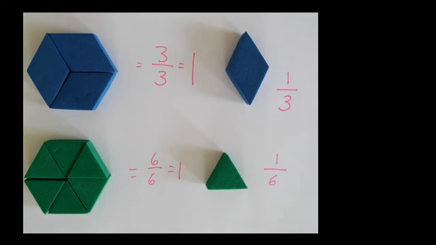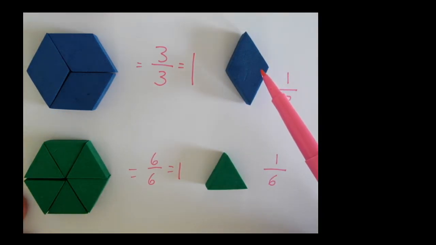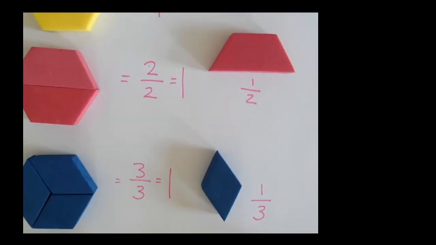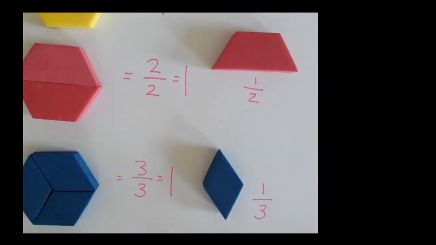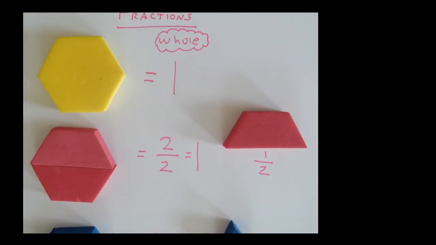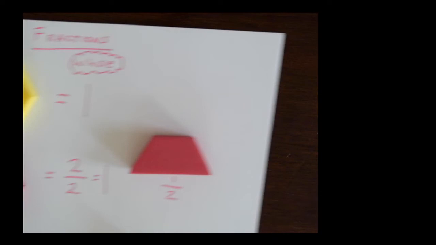Okay, so that is our basic starting point for this. Just getting used to the names of each of these. 1/6, 1/3, and 1/2. And then, as we talked about with our yellow, that's our whole. That's what we call 1. And that's all it can be, is our 1 whole, our yellow one. Okay? So, let's move on to the next thing we're going to do.